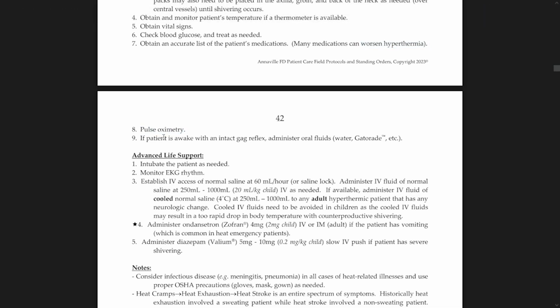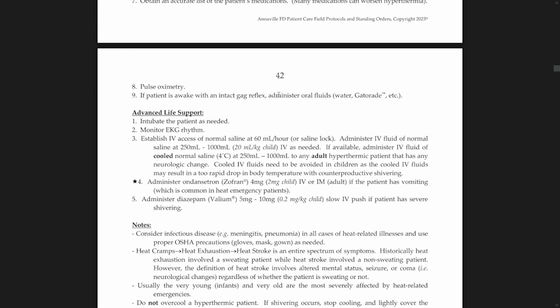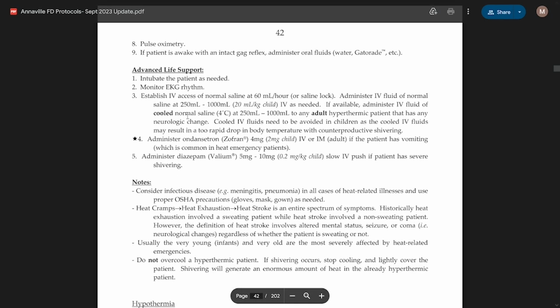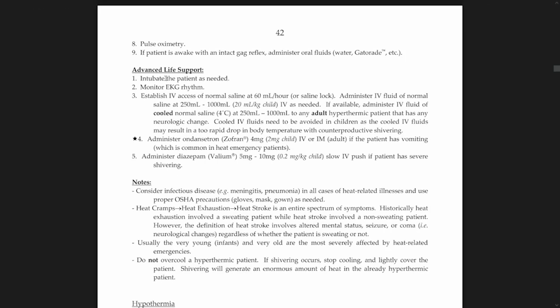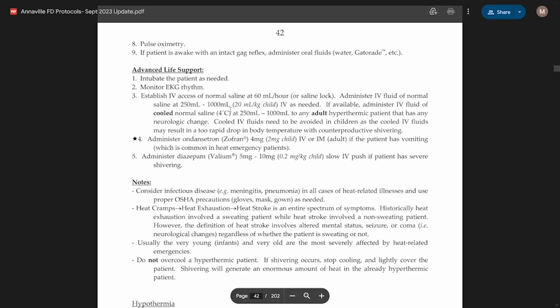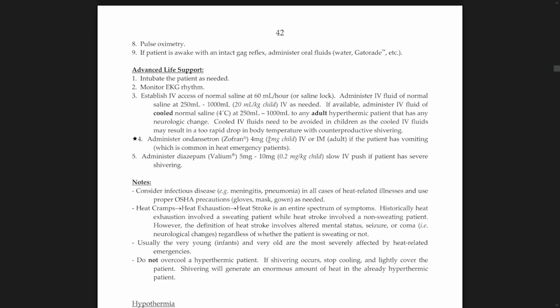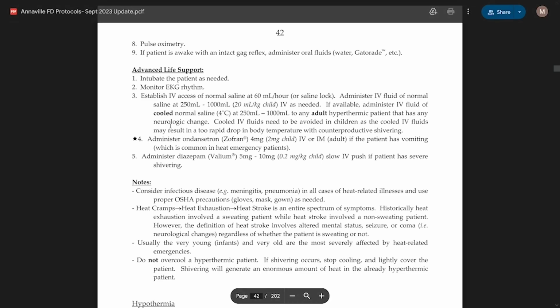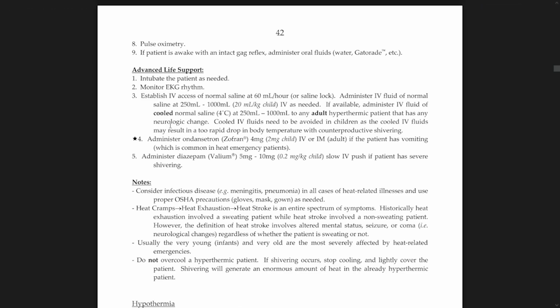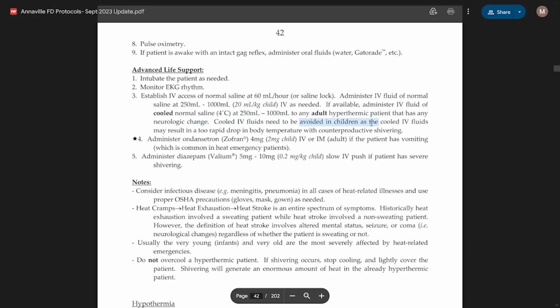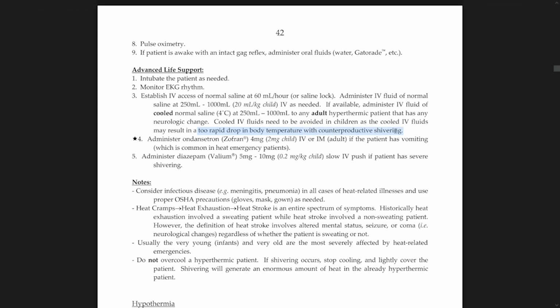Now, you also want to check their SpO2, and if the patient is awake with an intact gag reflex, administer oral fluids, such as water, Gatorade, etc. For ALS, you want to intubate the patient as needed, monitor an EKG rhythm, get a 12 lead, establish IV fluids. You want to give them saline, and if available, administer IV fluids of cold normal saline to any adult hyperthermic patient that has a neurological change. Cold IV fluids need to be avoided in children, however, as the cold IV fluids may result in too rapid of a drop in body temperature with counterproductive shivering, okay?